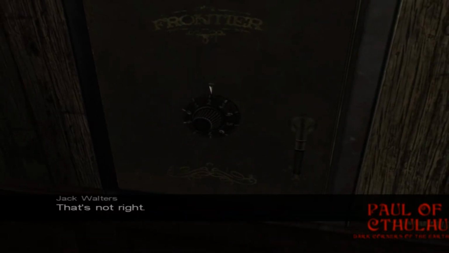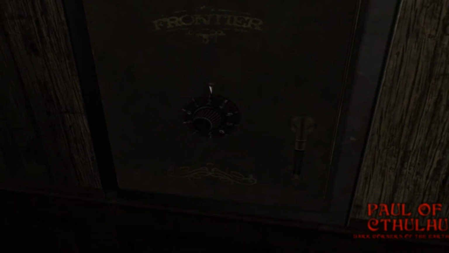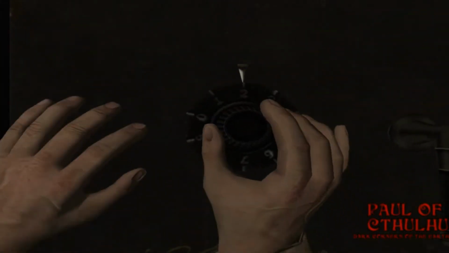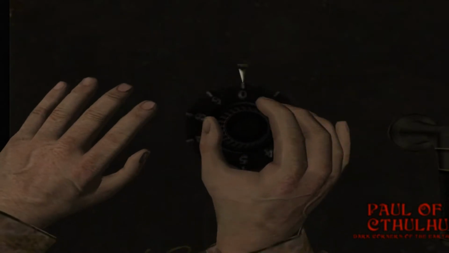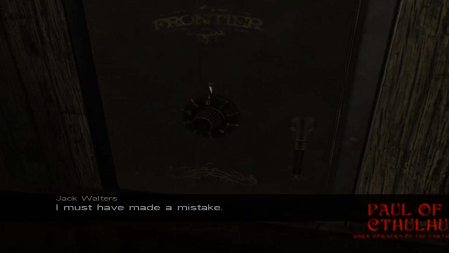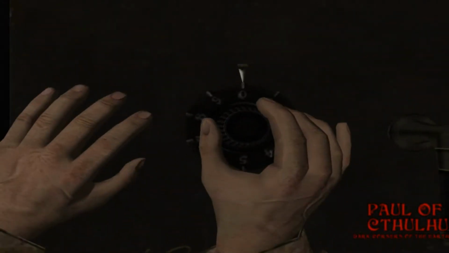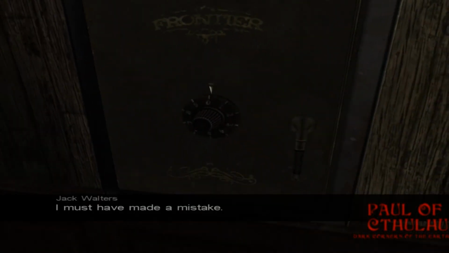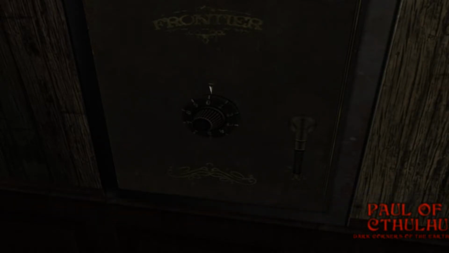That's not right. So, are you escaping out of it, or are you entering into it? That's why I can't. I've been pushing enter. Is enter escaping out of it? That's why I can't. I must have made a mistake.